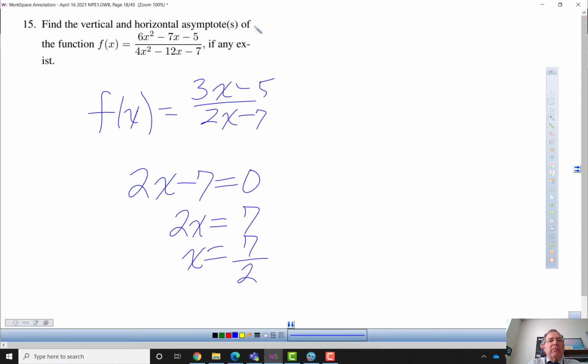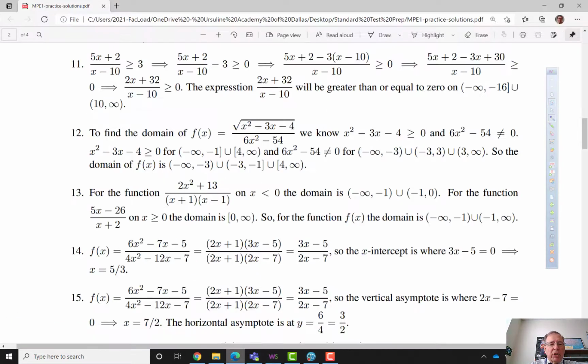And then the horizontal asymptote is determined by the coefficients of the highest order of the variable. So this is going to be y equals 3/2. And if you think about it, as x heads to infinity, the constants don't matter much anymore, so essentially we're heading to 3x over 2x, so y equals 3/2. We'll go check their solutions. So the vertical asymptote is x equals 7/2, and the horizontal asymptote is y equals 3/2.